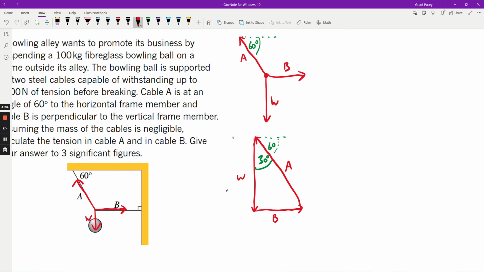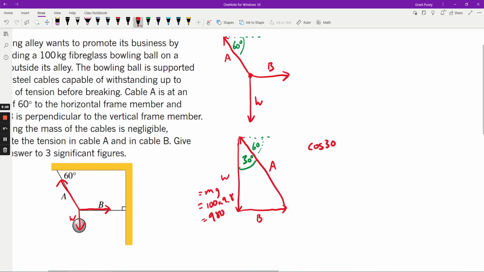So W, the weight force, is going to be equal to mg. So that's going to be equal to 100 times 9.8, which is 980. So let's start with finding out A. The cosine of 30 is the adjacent over hypotenuse. So the adjacent in this case is W, and the hypotenuse is A. So if I want to find A, I rearrange, and I end up with W over cos 30, or 980 over cos 30, and you put that into your calculator, and you should end up with 1130 newtons.